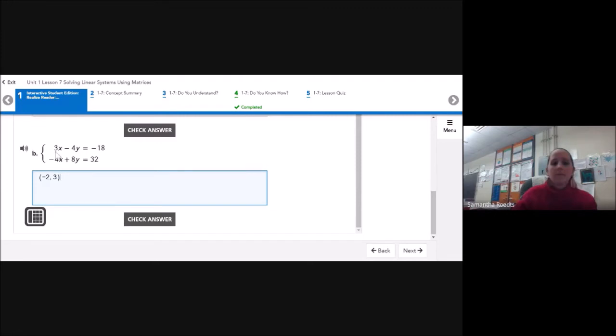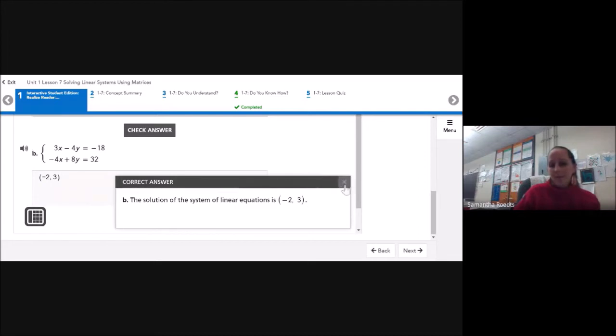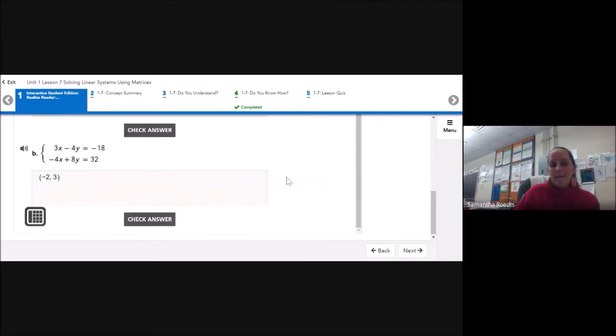If I substituted -2 in for X, that gives me -6, and 3 in for Y, that gives me 12. So -6 minus 12 does give me -18. -2 times -4 is 8, and 8 times 3 is 24. So positive 8 plus positive 24 equals 32. I was getting my positives and negatives confused. Okay. Any questions on that?